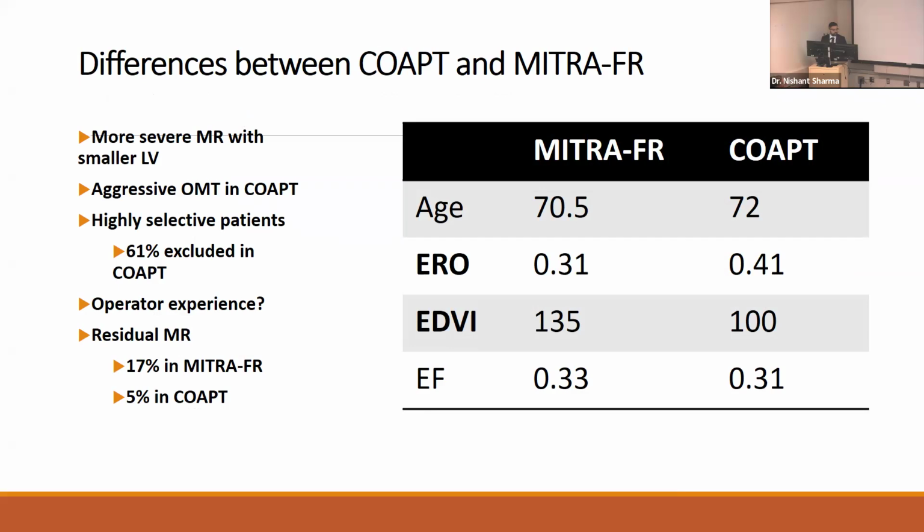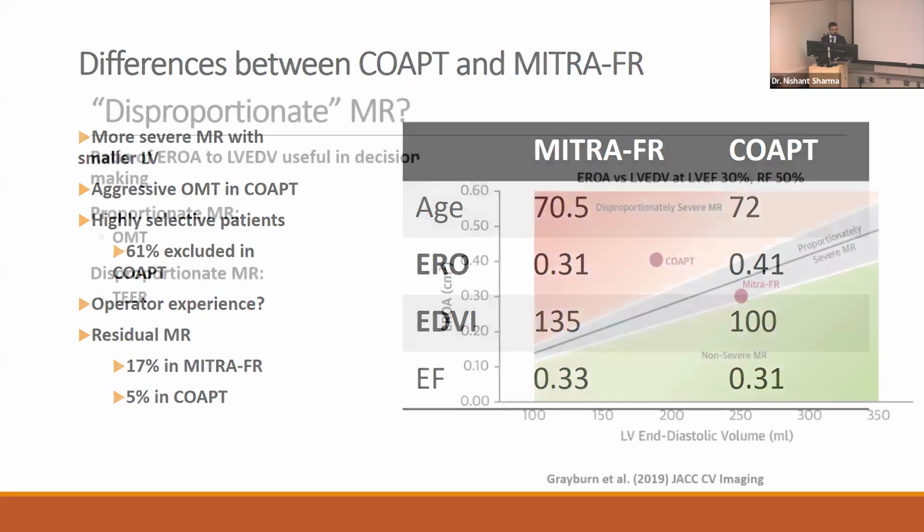So there was more severe MR with smaller LVs. The COAPT patients were a lot more aggressively medically optimized, very highly selective patients. There was actually a 61% exclusion rate with COAPT. COAPT had a lot more operator experience, so there may be a selection bias in terms of centers involved. And then there was more residual MR, which we've come to know has a pretty big impact on outcomes. So a lot more with MITRA-FR compared to COAPT.